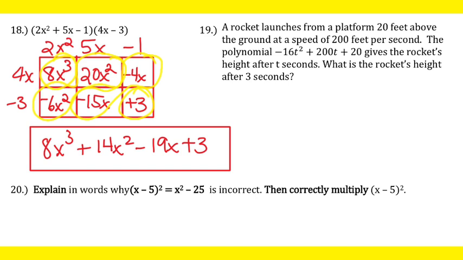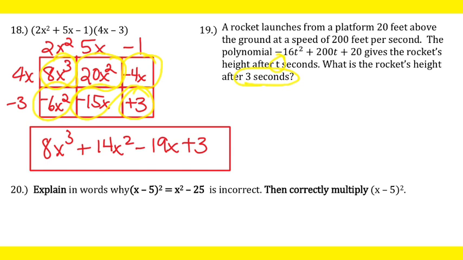19 gives us a practical application of how to use our exponent rules. It says a rocket launches from a platform 20 feet above the ground at a speed of 200 feet per second. The polynomial, which is a physics formula, by the way, is negative 16t squared, because that's the gravitational pull, plus 200 times t plus 20. And t represents the height after seconds.